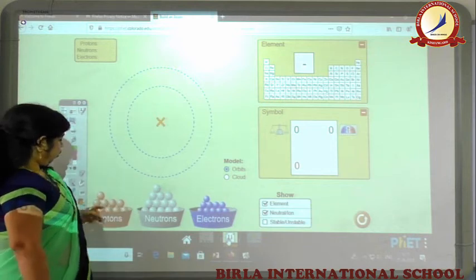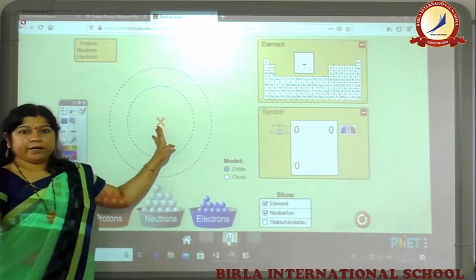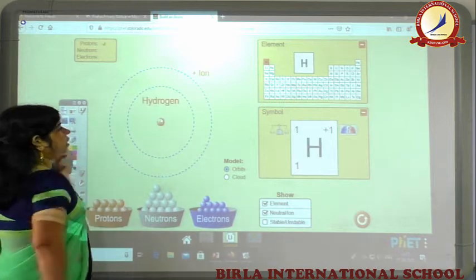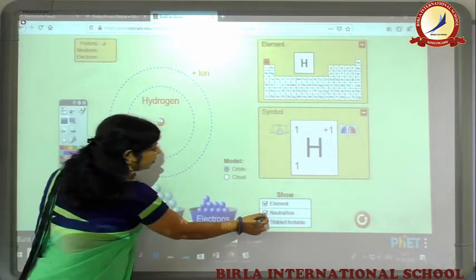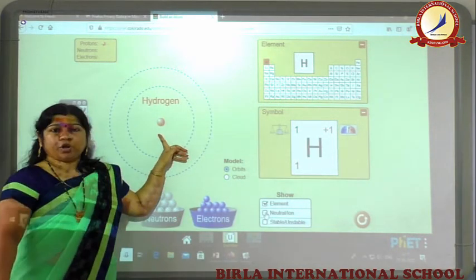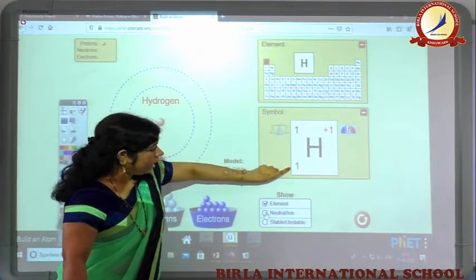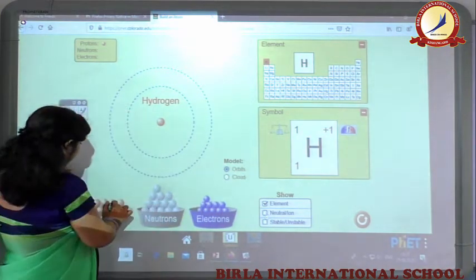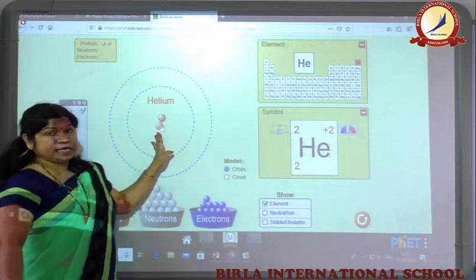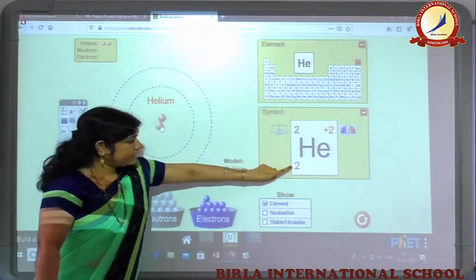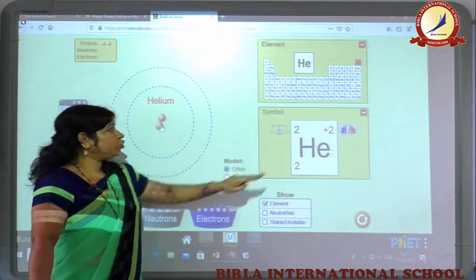Okay, so now let's put one proton here and see what happens. It's one proton, hydrogen. Check the location, take the number from here and here. I'll add one more, that is helium. So if I add helium, here it is again 2 here.